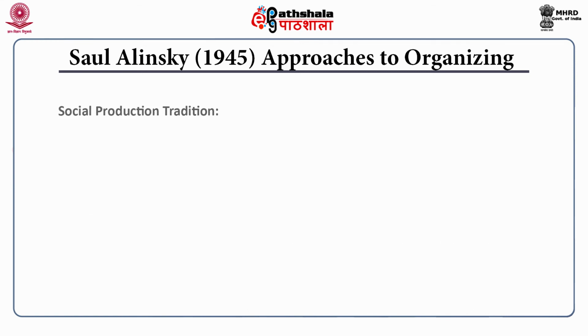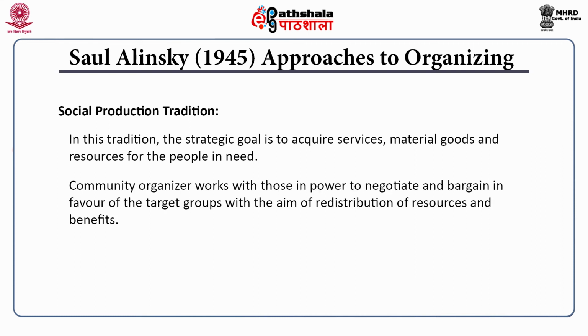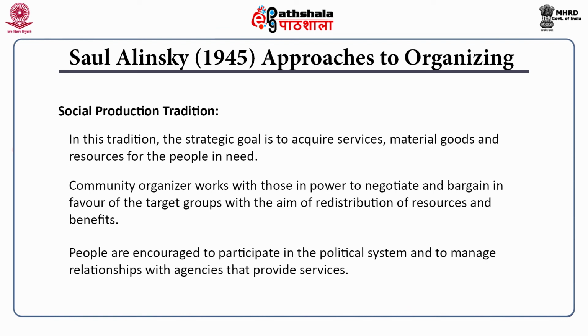Next is the social production tradition. In this tradition, the strategic goal is to acquire services, material goods and resources for the people in need. The community organizer works with those in power to negotiate and bargain in favor of the target groups with the aim of redistribution of resources and benefits. People are encouraged to participate in the political system and to manage relationships with the agencies that provide services.